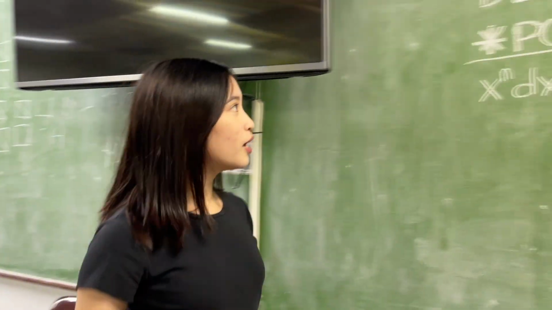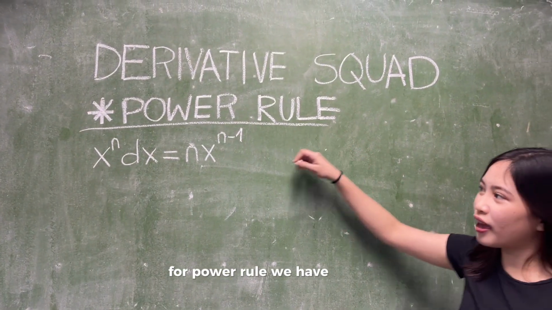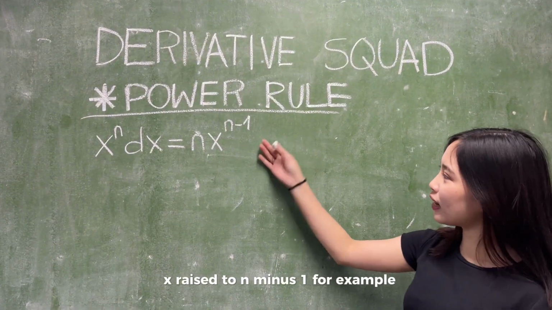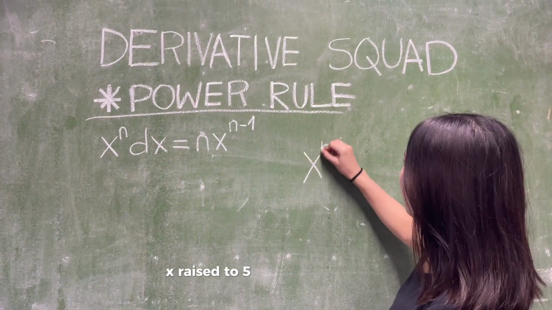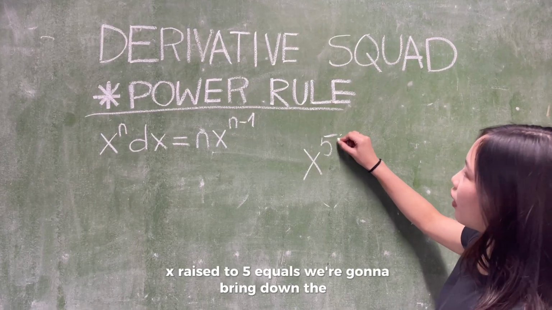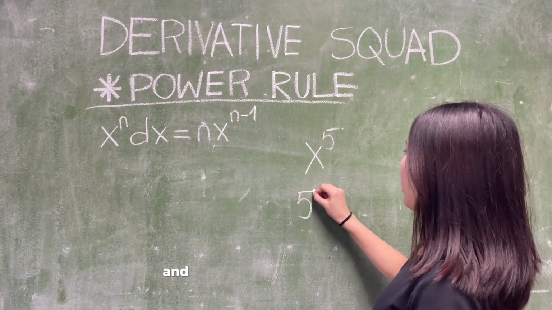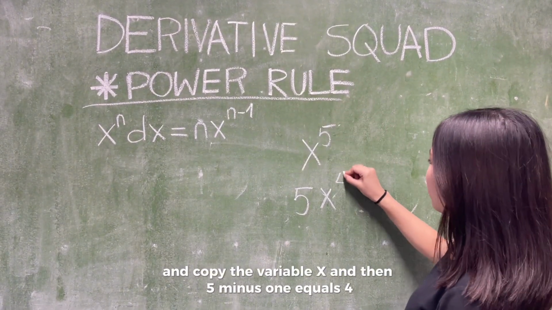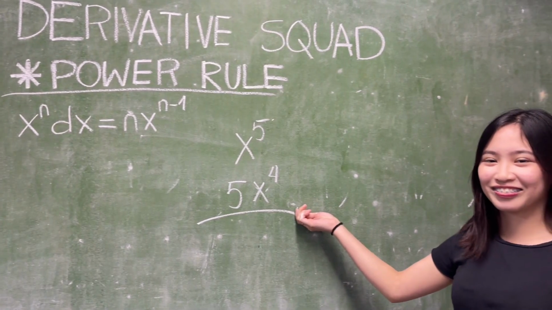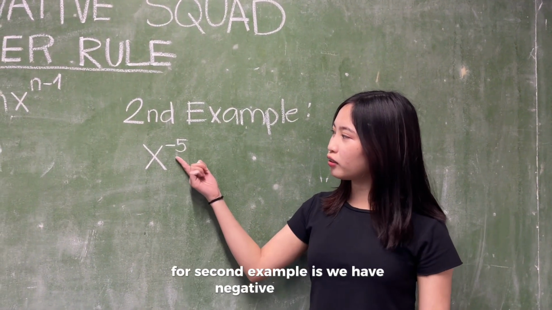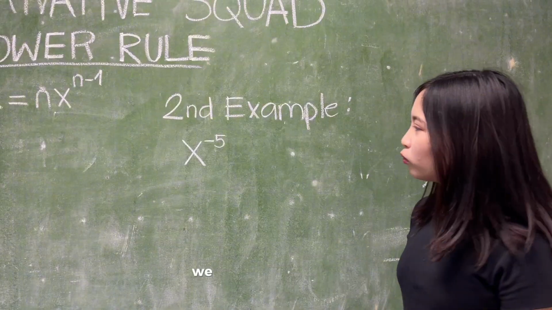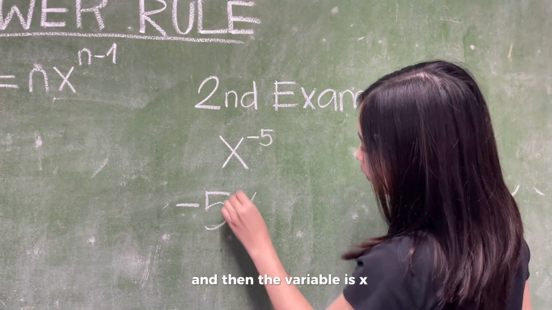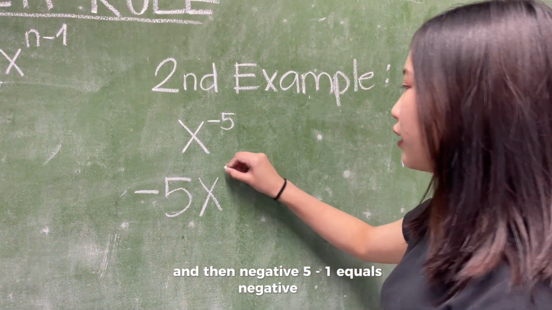Hi, I'm Ava. For the power rule, we have d/dx of x raised to n equals n times x raised to n minus 1. For example, x raised to 5: we bring down the n, which is 5, and copy the variable x, and then 5 minus 1 equals 4. That's simple. For the second example, we have a negative exponent. Same as the first example, we copy the exponent, which is negative 5, and the variable is x, and then negative 5 minus 1 equals negative 6.